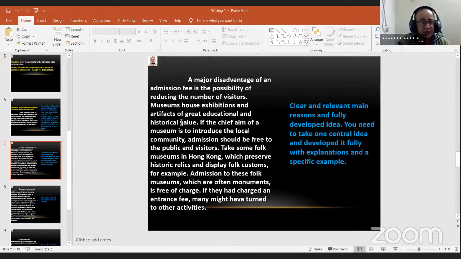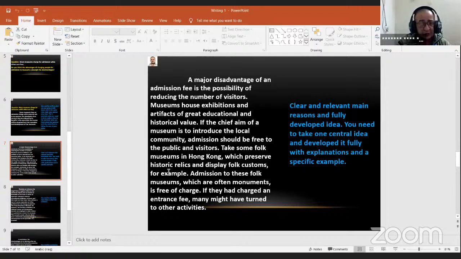Museums house exhibitions and artifacts of a great educational and historical value. If the chief aim of a museum is to introduce the local community, admission should be free to the public and visitors. We finished answering the question how and why. Now we come to the example.